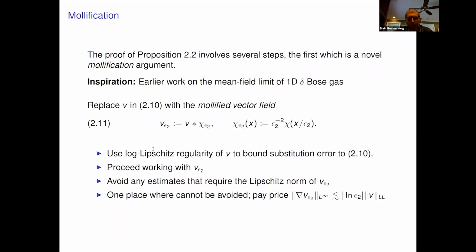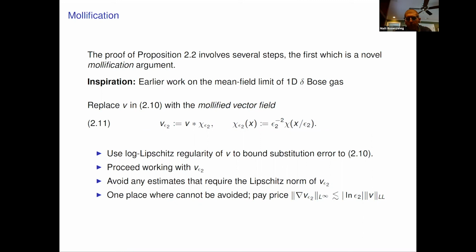So epsilon 2 is the same parameter as before. Taking the velocity, we're convolving it with some standard approximate identity at scale epsilon 2. So we want to use the log Lipschitz regularity of v to bound the error we get when we replace v by v epsilon 2. We can get quantitative control on that error using the log Lipschitz regularity. And then we proceed in the proof working with this mollified velocity v epsilon 2. We avoid any estimates that require the Lipschitz norm of v epsilon 2.